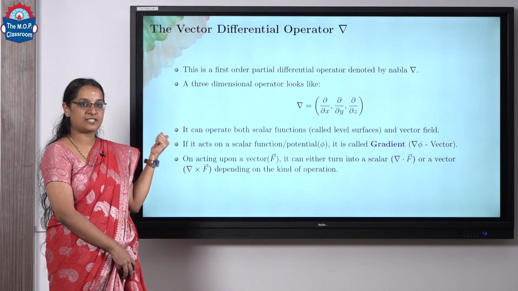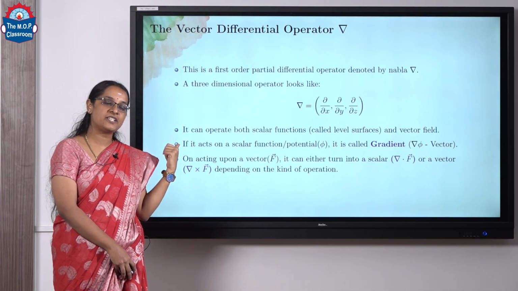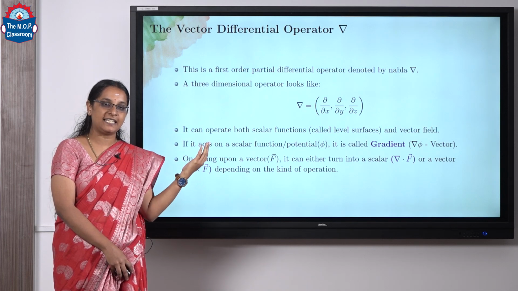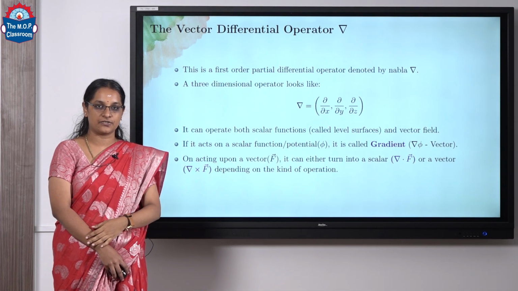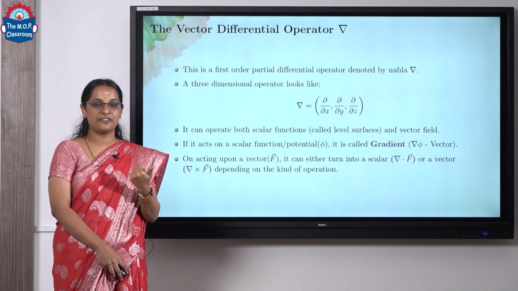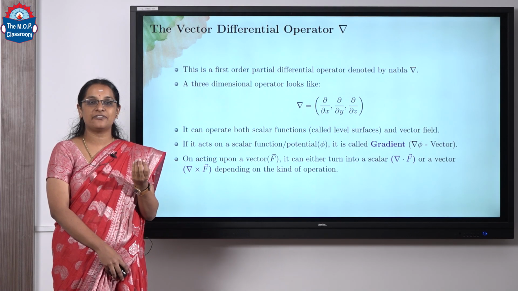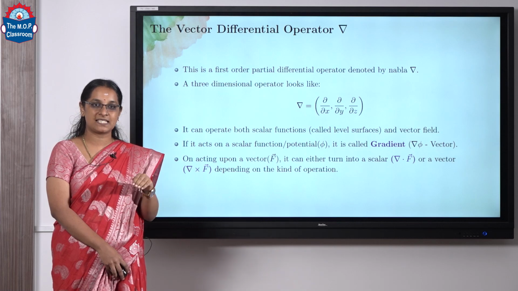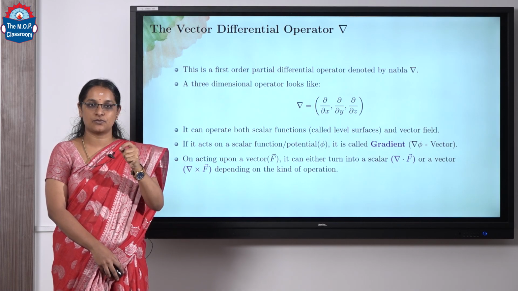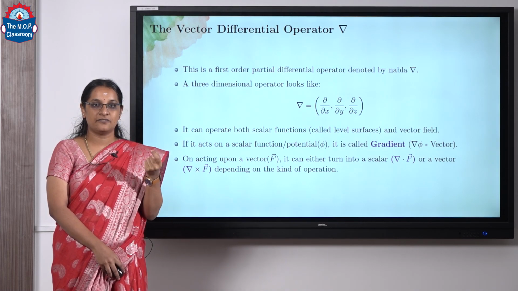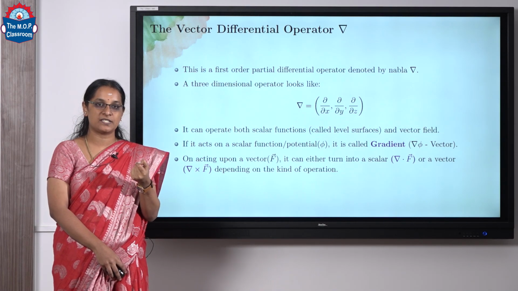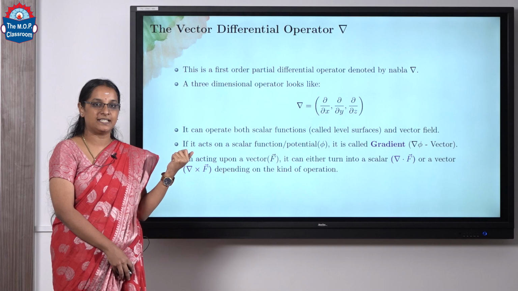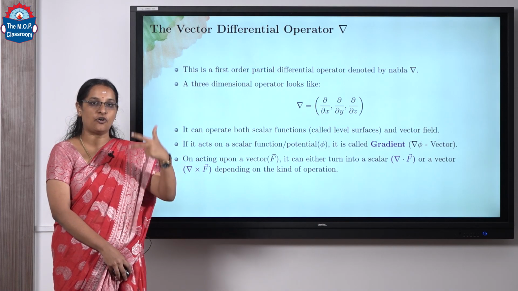This is a special operator and it can act either on a scalar function or on a vector function. We have a scalar field and a vector field. A scalar field is a space where each point is associated with a scalar quantity. Whereas in a vector field, in the same space, each point is associated with a vector. And this operator can act on both.